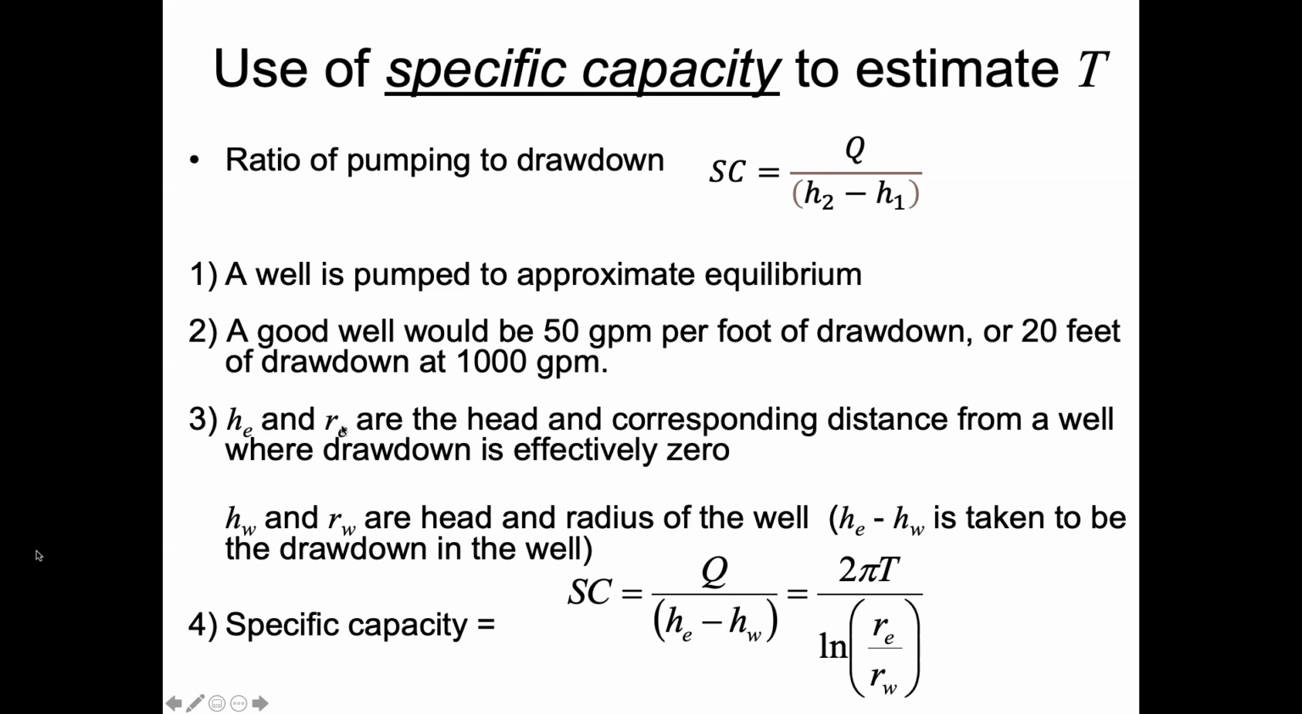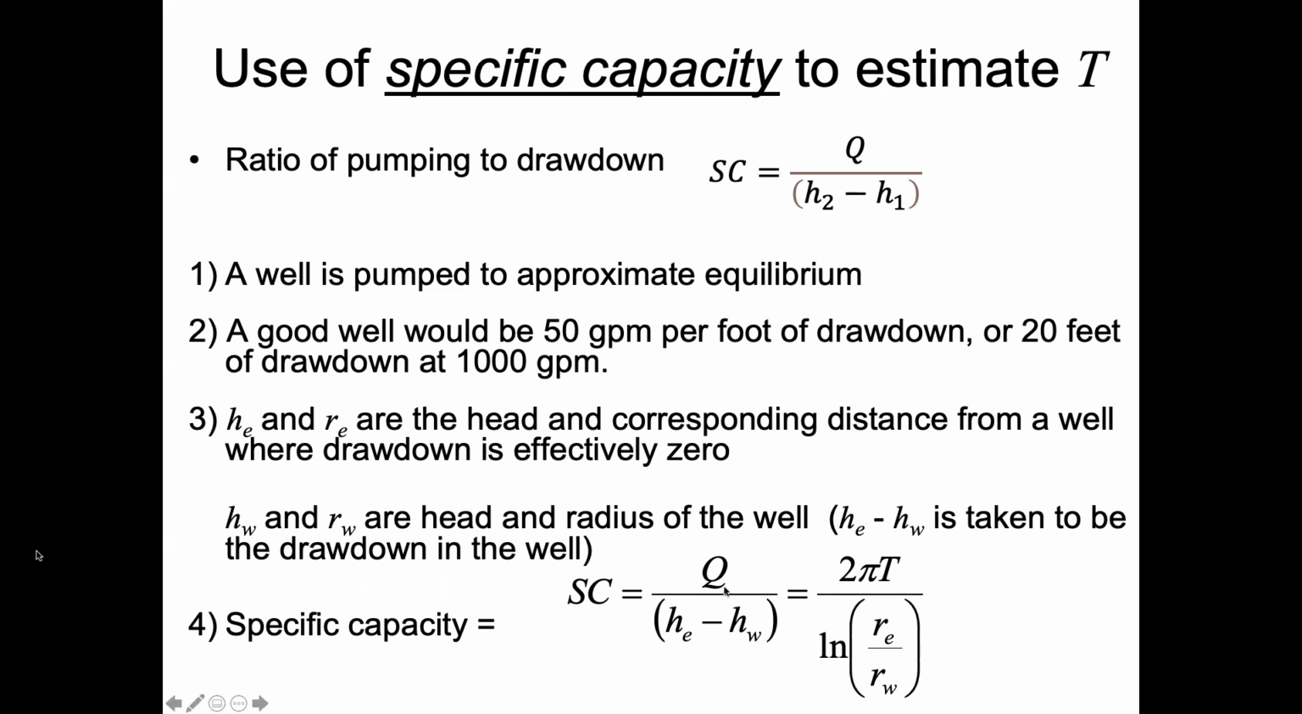And that means you're moving far enough away from where the pumping has taken place that pumping is not impacting the water levels in that system. And same with that radius of that environment as well, right? So where the drawdown is effectively 0 is some distance away from the actual pumping well. And then we can have the well itself, and we can have the head level and the radius of the well itself where we're pumping in that environment too.